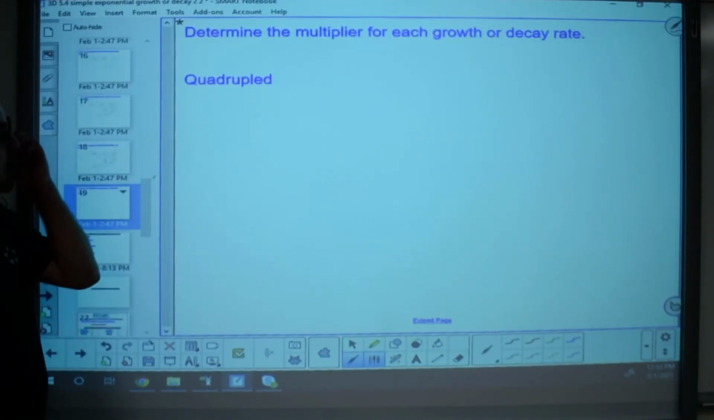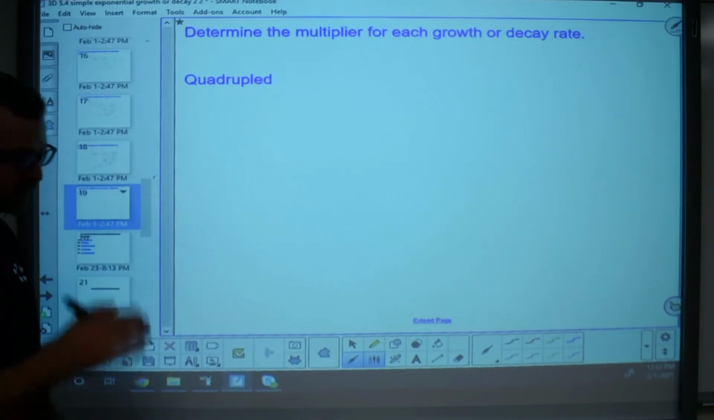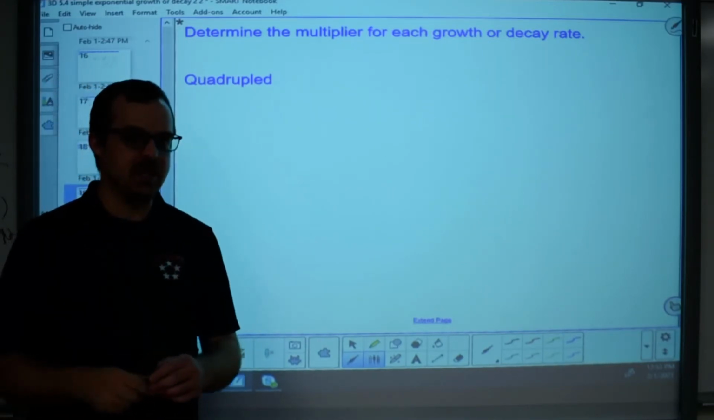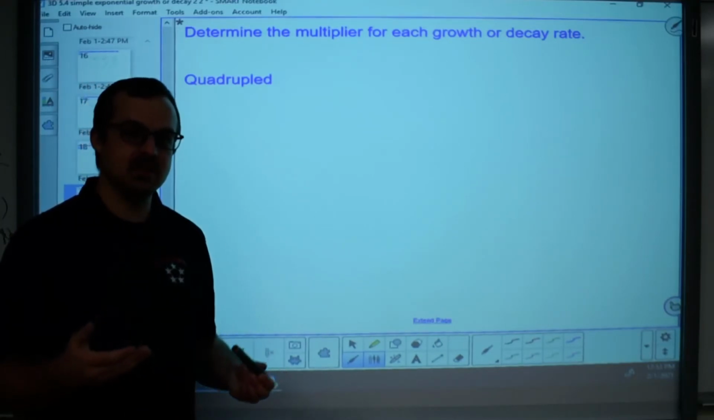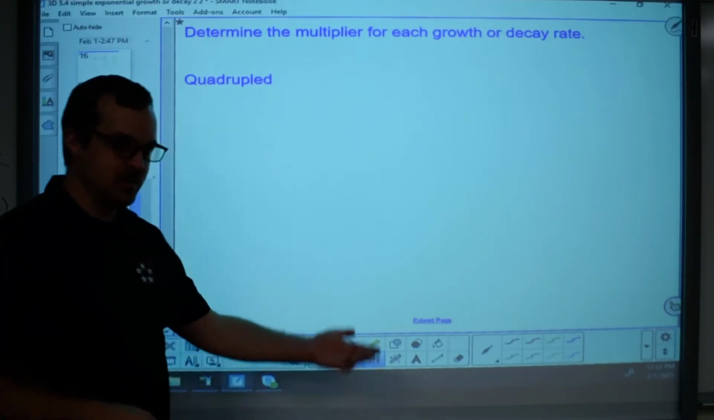All right, let's see here. Quadruple. Okay, first things first. Not even, let's try this one yet. First things first, quadruple is not a percentage. Okay? In percents, you convert to decimal. This is not a percent, though.